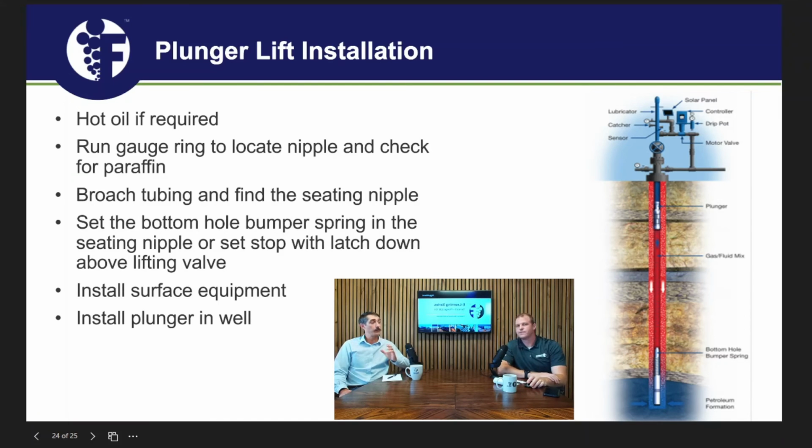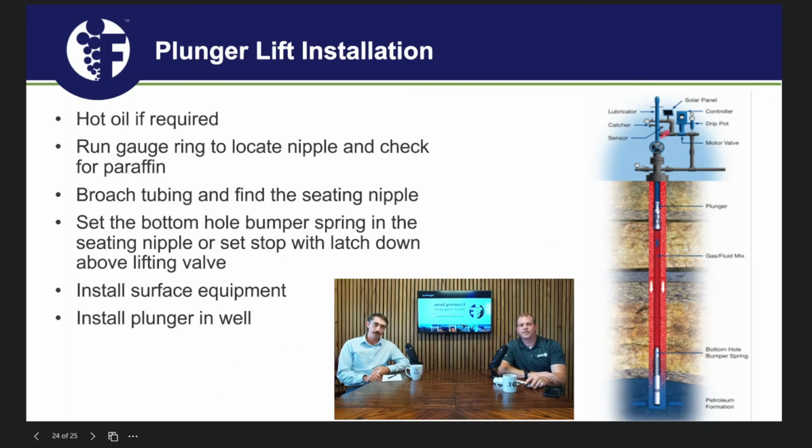I always suggest the very first thing: get out there with slick line and run a gauge ring to make sure the ID of the tubing is concentric. And do that before you even reconfigure that wellhead, because too many times I've seen us put a lubricator on a wellhead, we've got a tight spot, and we can't get through the tubing.